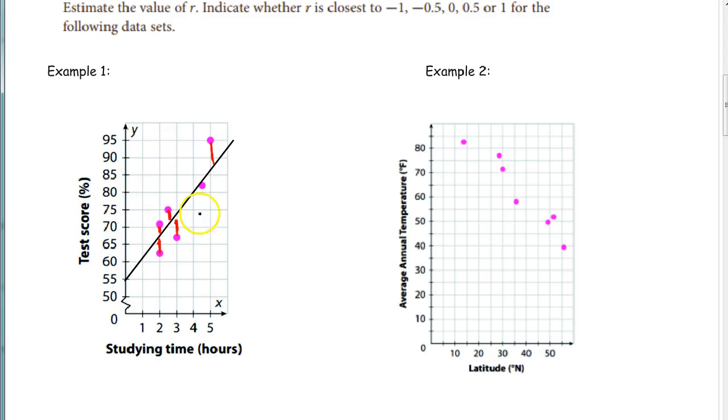So based upon how close I drew my line to all the points, what would you say the correlation is here? Not 100%, because that means the points are exactly on the line. But yeah, 0.7, 0.6, something like that. I mean, up here it's saying use like 0.5 or 1, but it's probably somewhere in between.